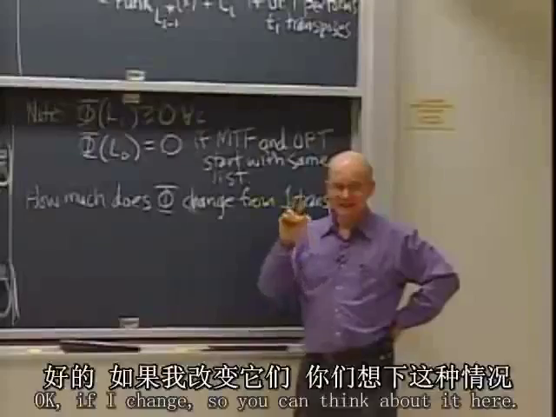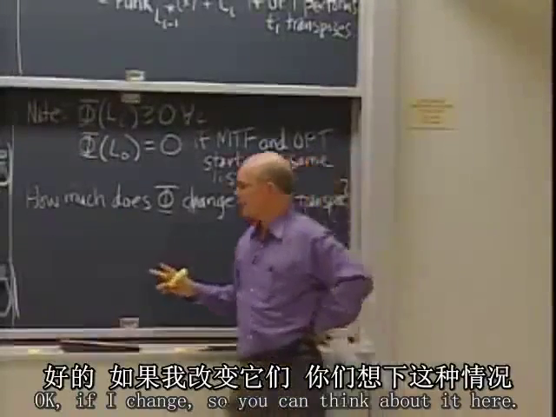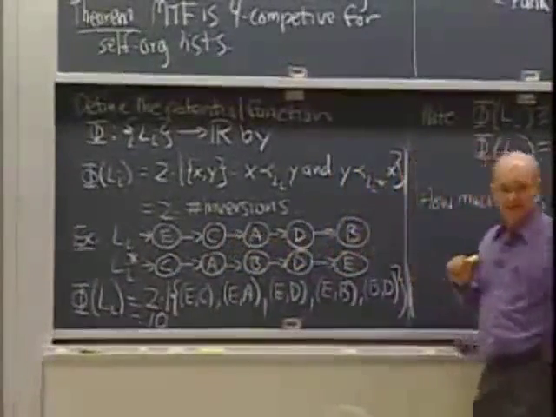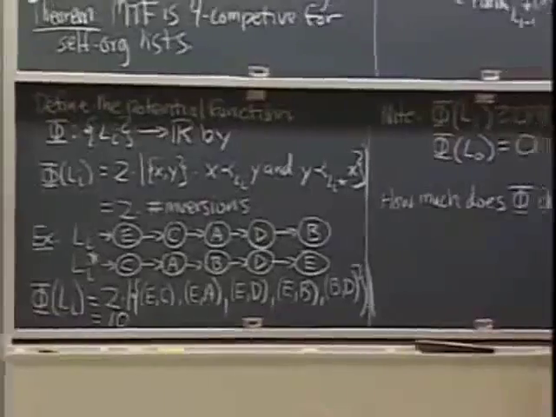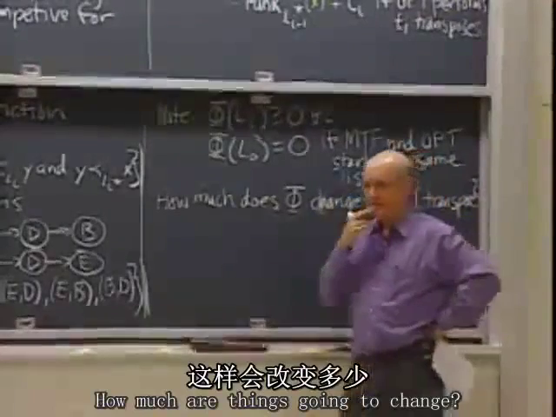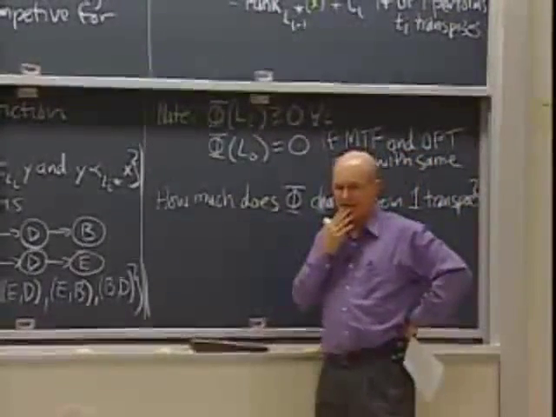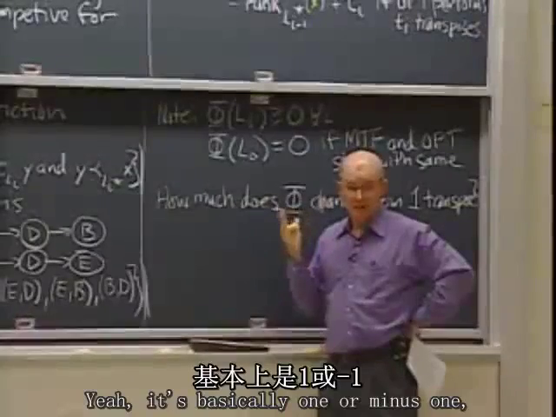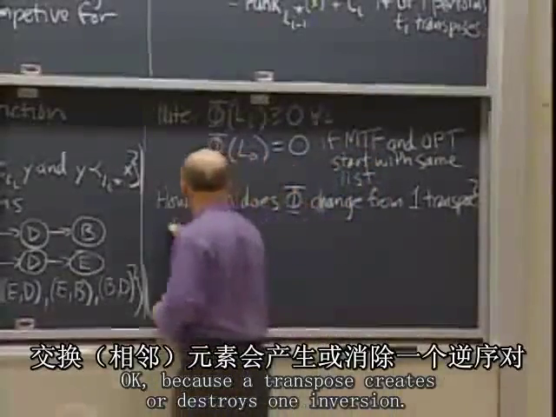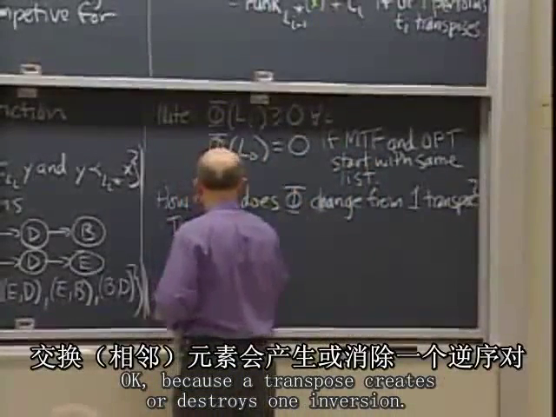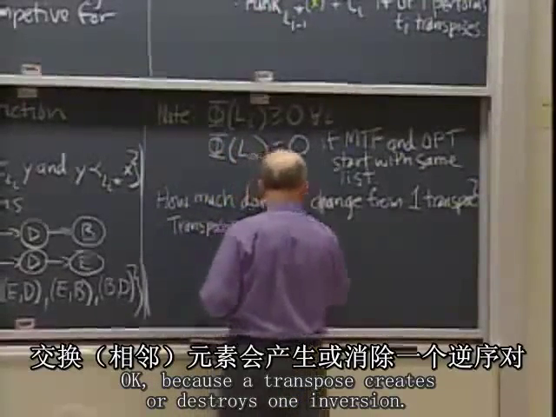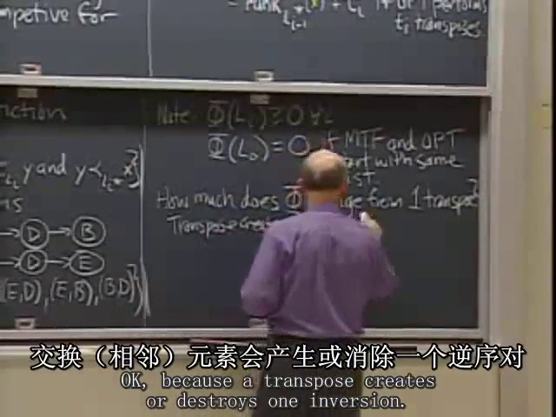Okay? But you can think about it here. Suppose I switch two of these elements here. How much are things going to change? Yeah, it's basically 1 or minus 1. Okay? Because a transpose creates or destroys one inversion.